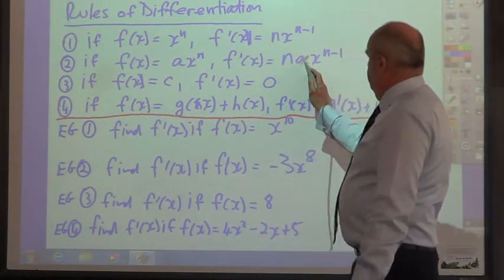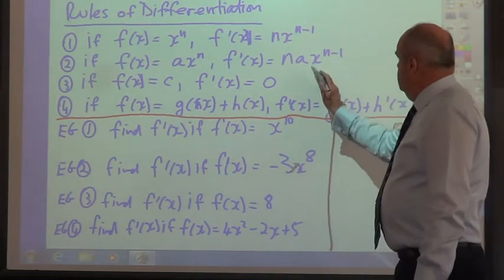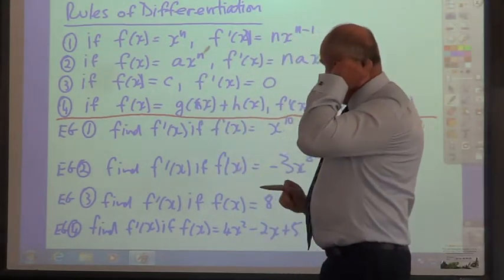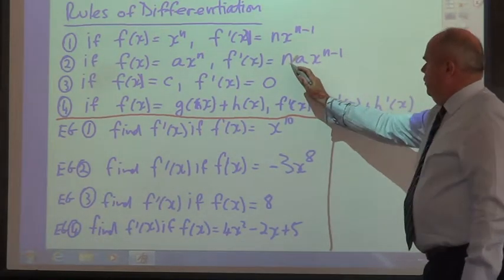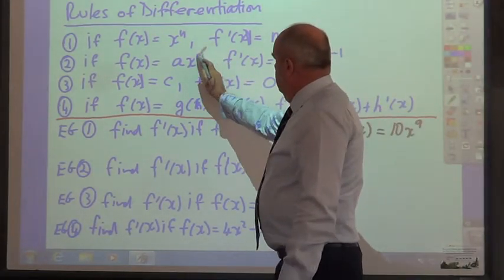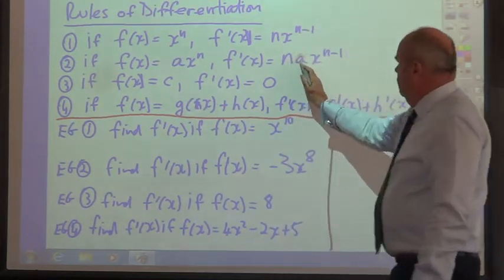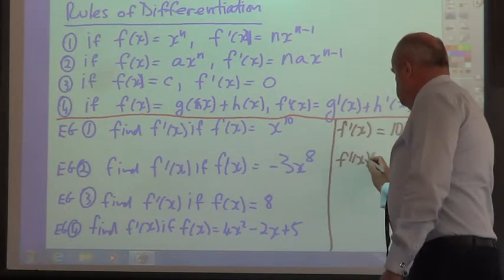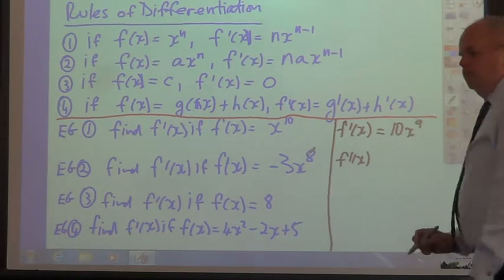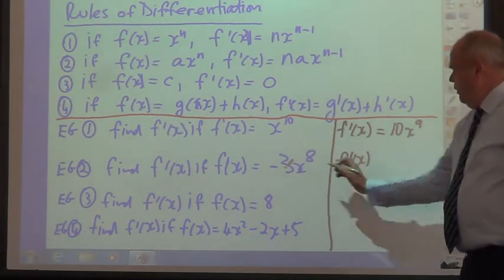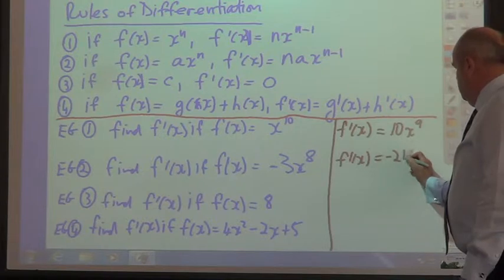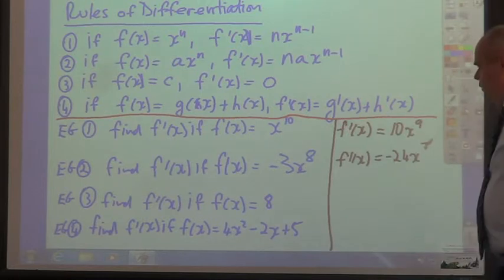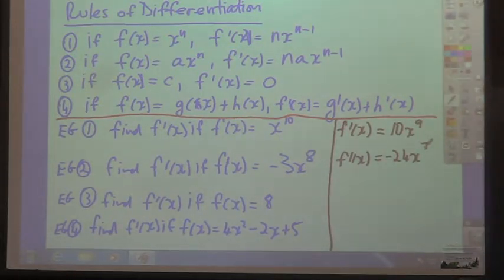Well, our second one's saying that if there's a coefficient in front of your x raised to some power of n, it doesn't make much of a difference. You simply take the exponent and multiply it by a, like we've done there. So in this case, f dash x is equal to 8 times negative 3. So it's equal to negative 24x, and you decrease the power by 1, so to the power of 7. Again, much easier than using first principles, I think you'll find.